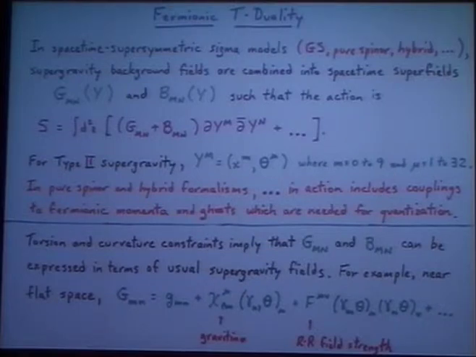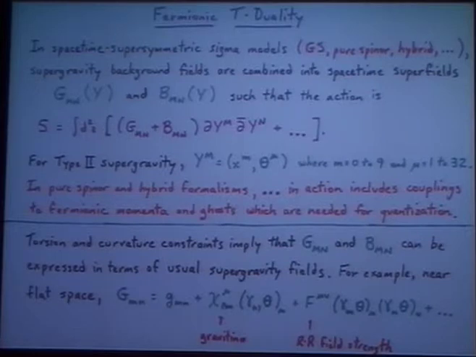Okay, so this is the Green-Schwarz sigma model, just the first term here. And if you want to quantize it, it turns out you need to introduce couplings to fermionic momentum and also to ghosts. And those come in the pure spinor and hybrid formalism. But actually, the fermionic T-duality can be understood already just using the Green-Schwarz sigma model.